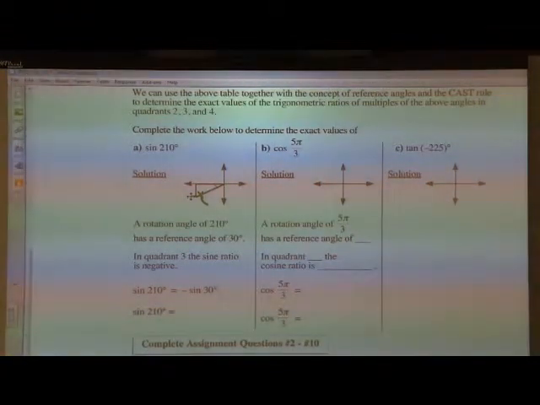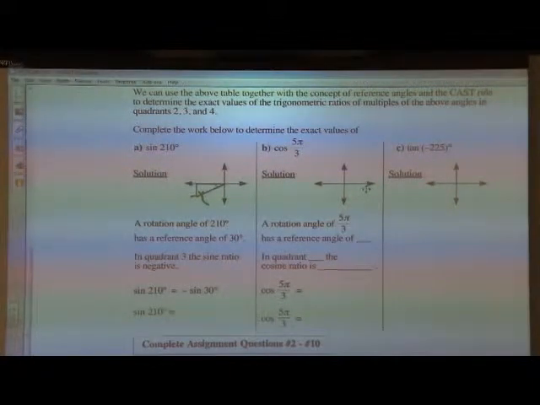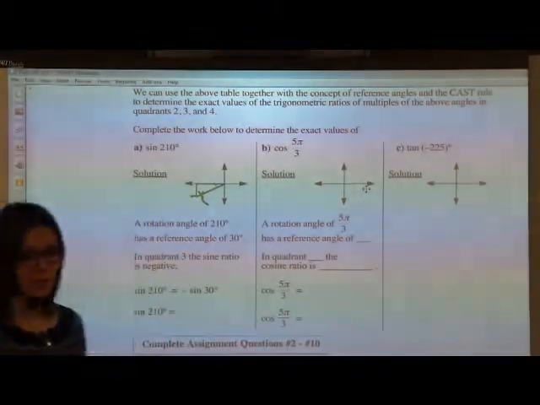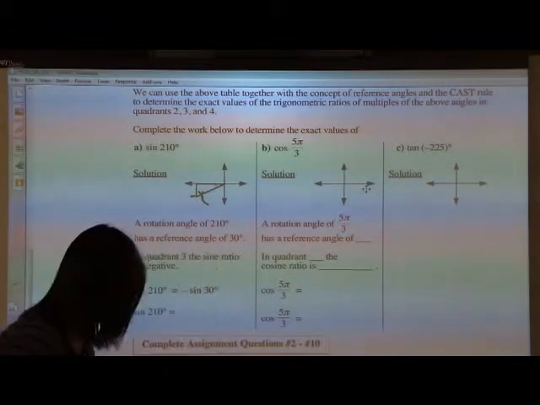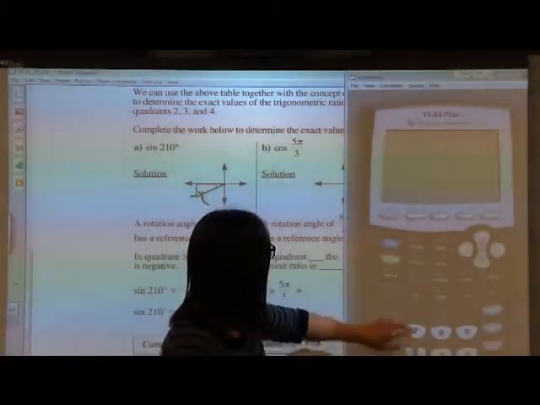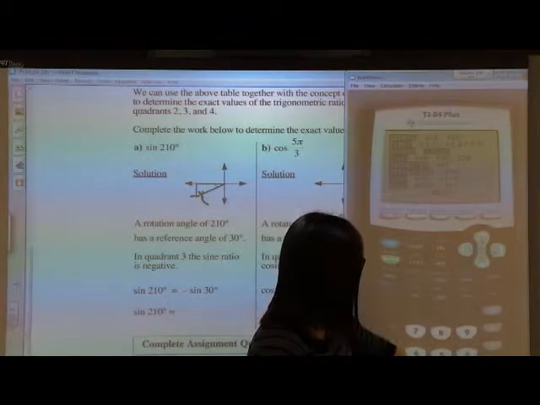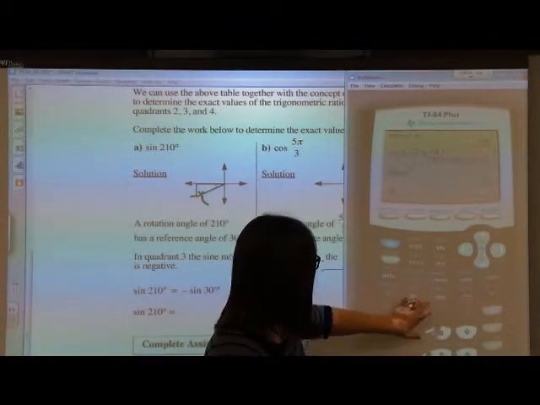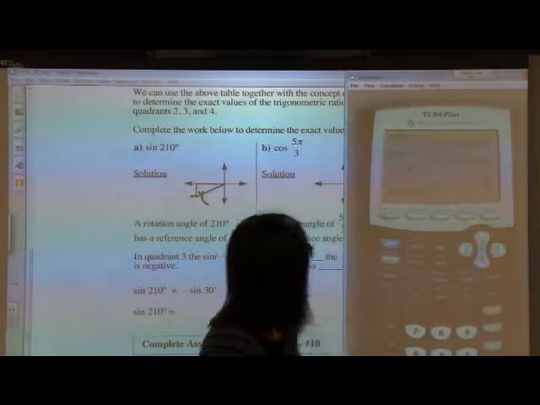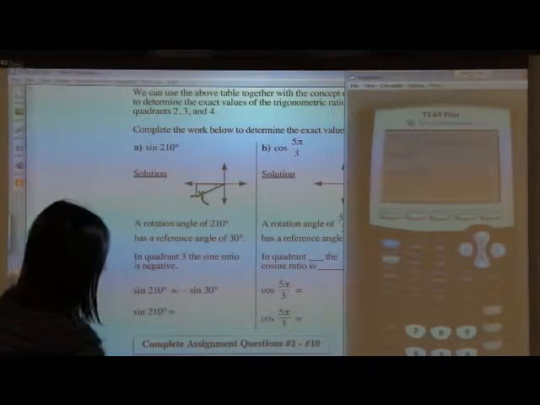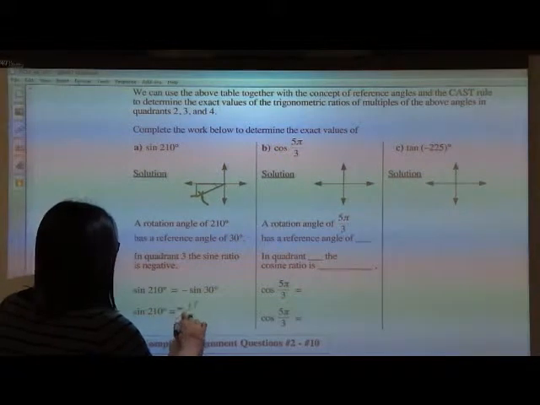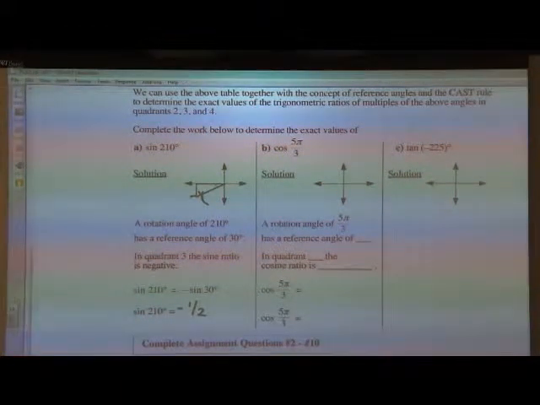So if I'm negative in this quadrant, then I have to remember that fact, that my sine value is going to be a negative value. In fact, we can say that sine 210 degrees is equivalent to the negative sine 30 degrees. So then I grab my calculator, and I'm going to make sure that I'm in degree mode. And then I'm going to calculate sine 30, which is 0.5, which is 1/2. So then I make it a negative, and I get negative 1/2 is what sine 210 will be.